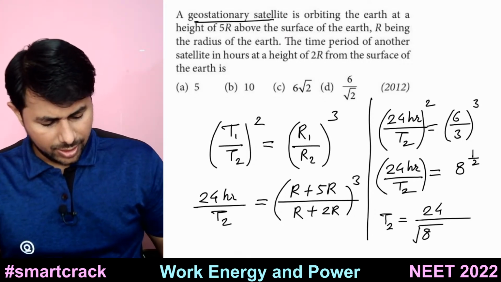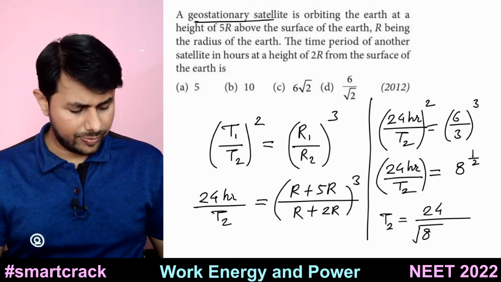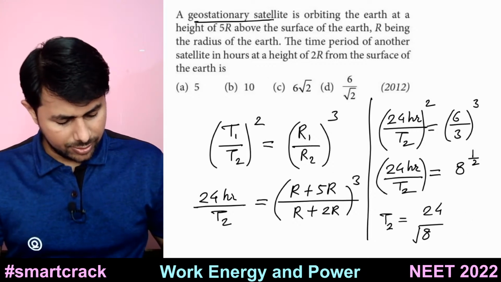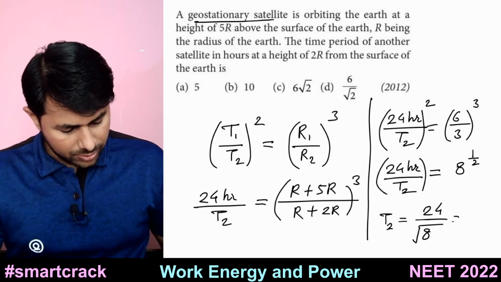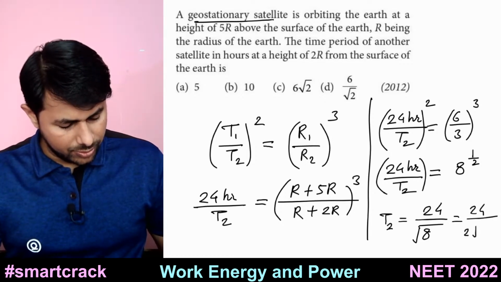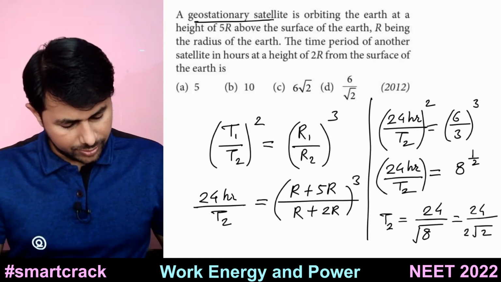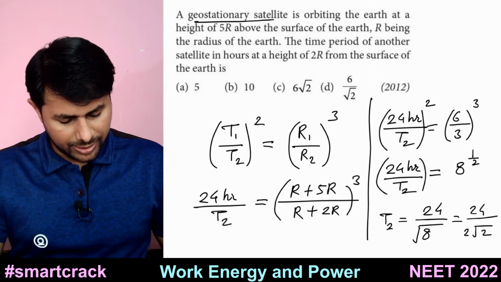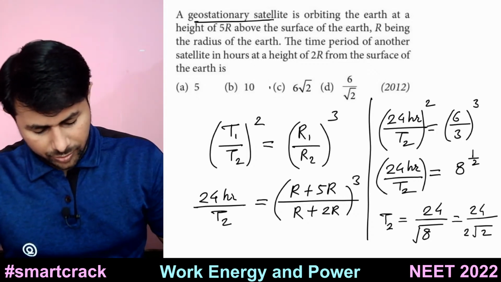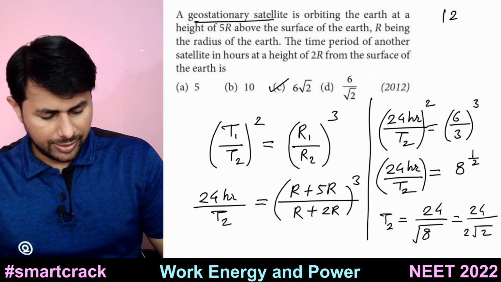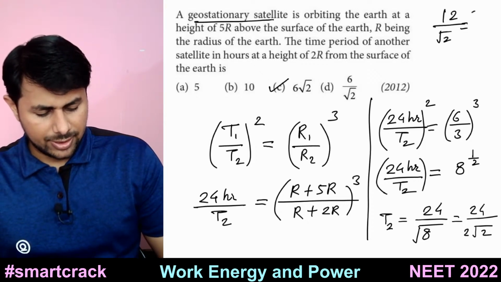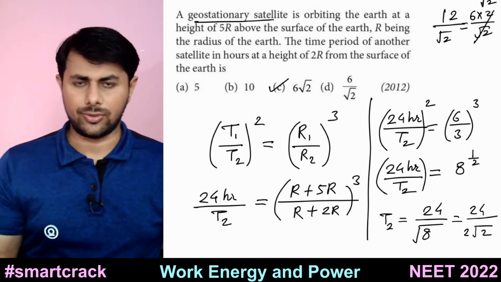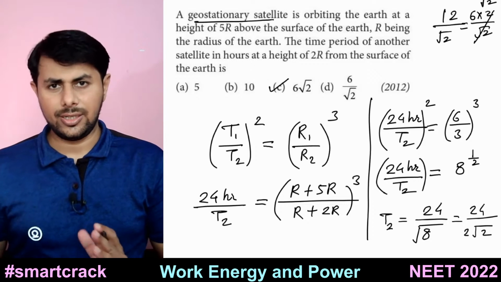So how much is that? 8 you can write as 4 times 2. The square root of 4 is equal to what? It is 2. So 24 upon 2 root 2 you have. 24 divided by 2 is what? 12. 12 divided by root 2 is the answer, or 6 root 2. 12 divided by root 2 can be written as 6 into 2 upon root 2, and this 2 upon root 2 gives root 2. So 6 root 2 is the answer.